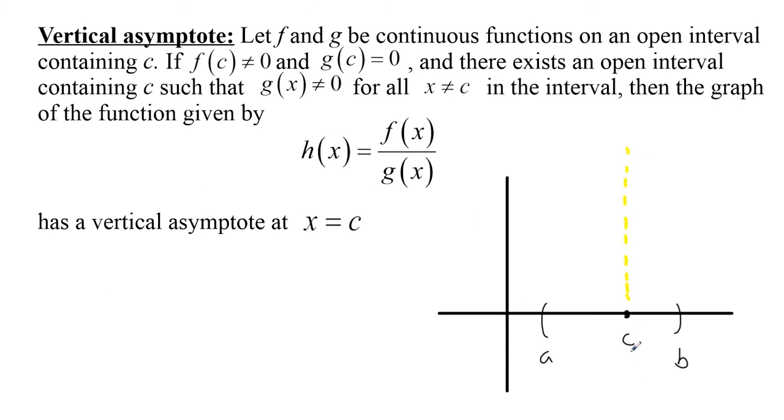I don't know why I'm using yellow. I can't hardly see yellow. I meant to use red. That's a little bit better. I'm going to have that vertical asymptote, and it doesn't really matter how I draw it in there. I can draw it like that or like that.